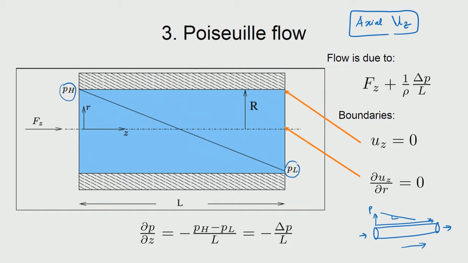Okay. So, you have got these two situations, and so the flow is due to one of the two terms or a combination of both. Okay. So, Fz is a body force term, that is g, and 1 by rho delta P by L is the term corresponding to the pressure drop. So, because of one of these two reasons, the flow is happening along the axial direction, that is along the z direction in this particular tube.